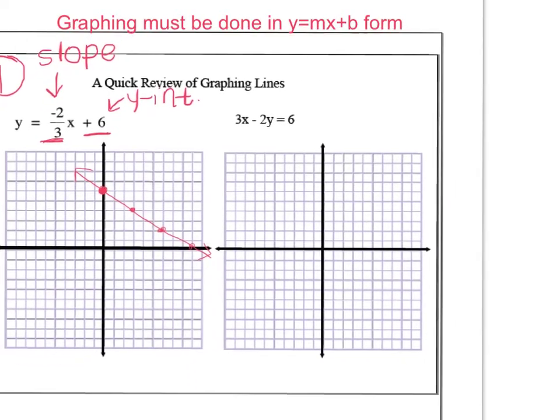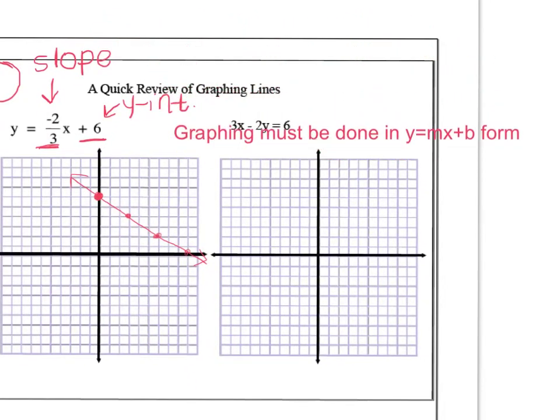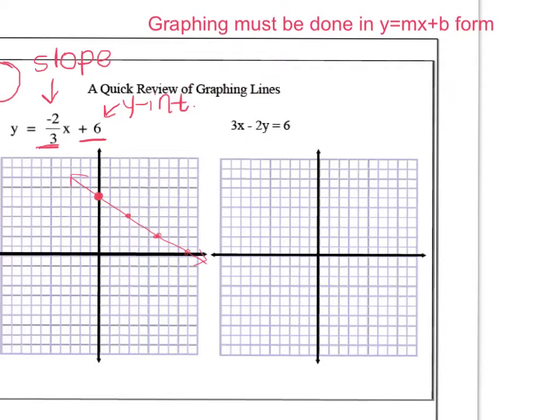If I move over to the next one, I'm keeping in mind our little note right here. It says graphing must be done in y equals mx plus b form. Since this one isn't in the y equals mx plus b form, we are going to work to get it in the y equals mx plus b form. So I'm going to write my original problem, 3x minus 2y equals 6. The first thing that I want to move to the other side would be my 3x's. So to get them over there, I'm going to subtract 3x's from both sides.